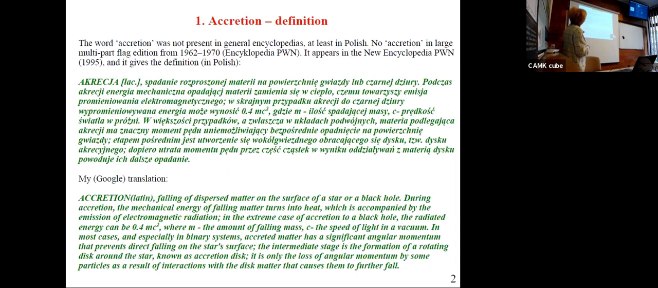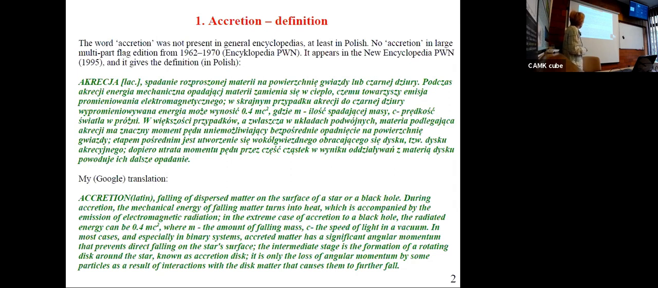First of all, at least in Polish, in the 60s or 70s, accretion did not appear in any encyclopedia. It appeared only in an encyclopedia published in 95, and this is my translation of that Polish definition. I will read it. It's the falling of dispersed matter onto the surface of a star or a black hole. During accretion, the mechanical energy of falling matter turns into heat, which is accompanied by the emission of electromagnetic radiation. In the extreme case of accretion onto a black hole, the radiated energy can be 0.4 mc squared, where m is the amount of falling mass and c the speed of light in vacuum.